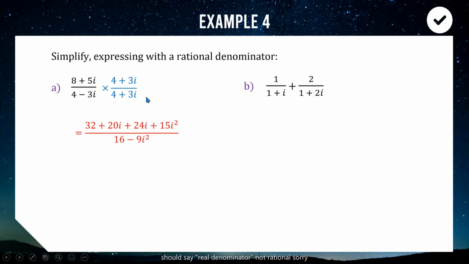The reason we did that is because, as we saw, when you multiply a complex number by its conjugate, you end up with a real number, and that's what we want to have. We want to have a real number on the bottom. We want to have a rational denominator.